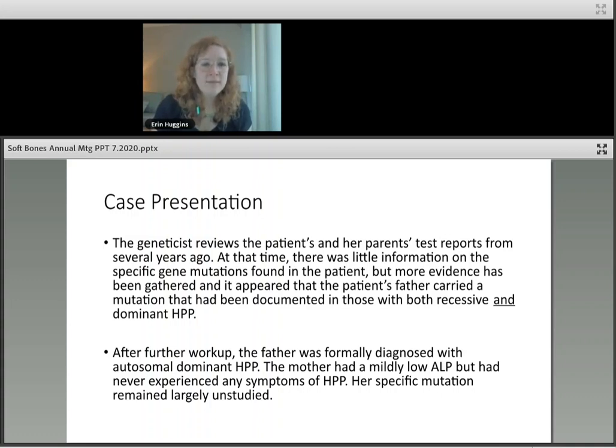So the father then got further workup. What we typically do, we're looking at those biomarkers, the urine PEA and the PLP, DEXA scan and x-rays to look for other fractures, and he was formally diagnosed with autosomal dominant HPP at that point. So then the mother was checked out, and she also had some mildly decreased ALP, but no clinical symptoms were really described for her. She didn't have any fractures, she had normal dentition, and wasn't really experiencing any pain. And her specific mutation didn't really have a lot of reported cases. I think there were 2 or 3 that were autosomal recessive, just like in her child.